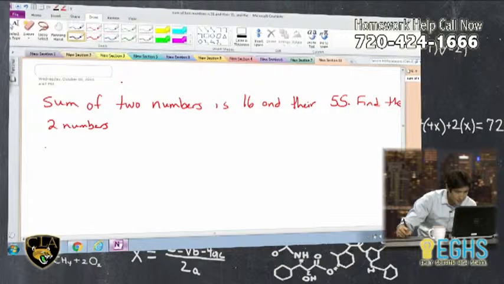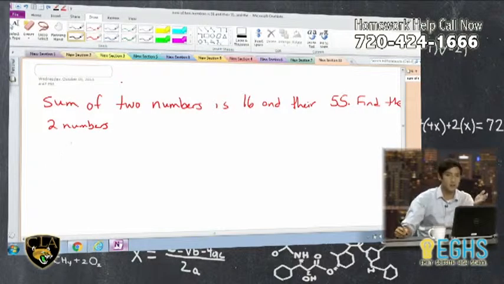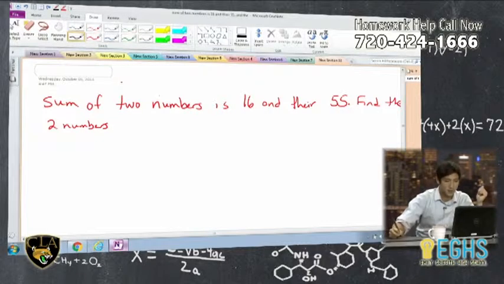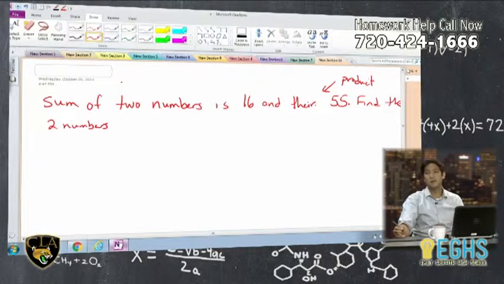I'm going to go ahead and say that I have two numbers that I don't know. Well, let's take a step back. One thing that students often try to do is just guess. They say, okay, the two numbers that add up to 16 are 8 and 8. Do those multiply to give me 55? I forgot to write product in here. Well, 8 times 8 is 64, so that doesn't work.